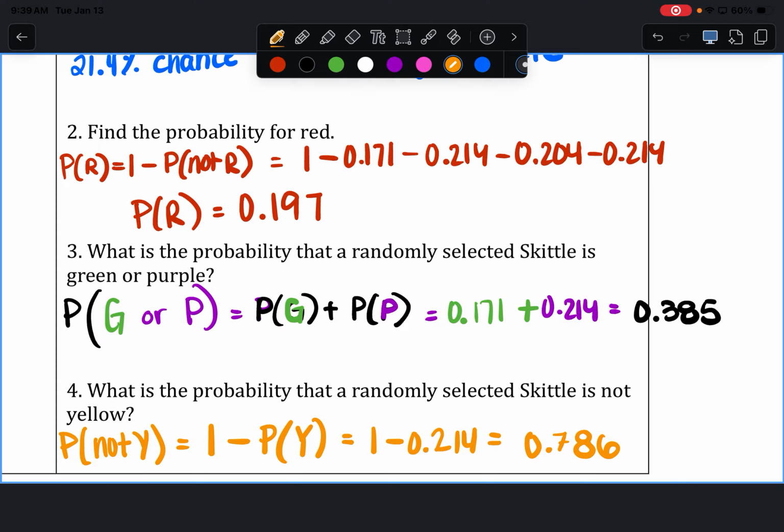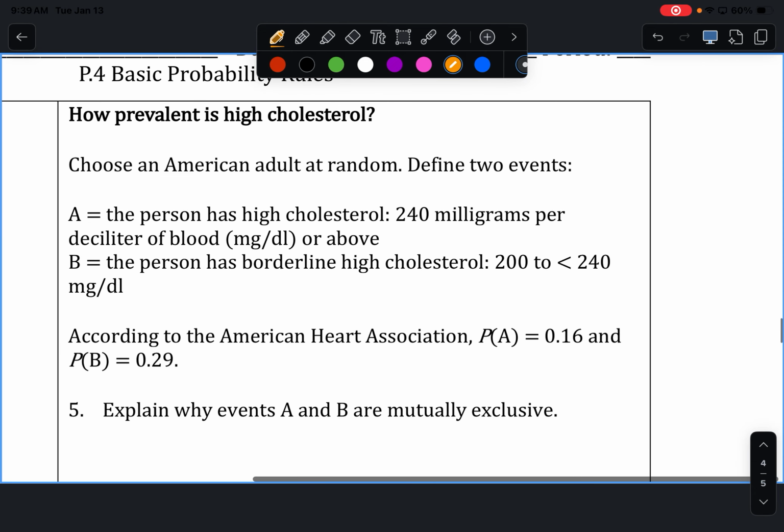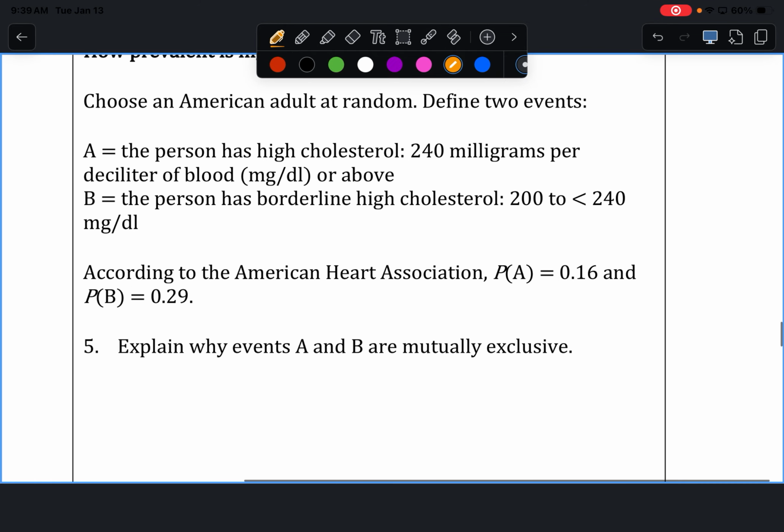All right, now we're going to do one last example together today. This one is a question about how prevalent high cholesterol is. American adults are chosen at random, and we have 2 events defined. Event A is that a person has high cholesterol, which means they have greater than or equal to 240 milligrams per deciliter of blood.